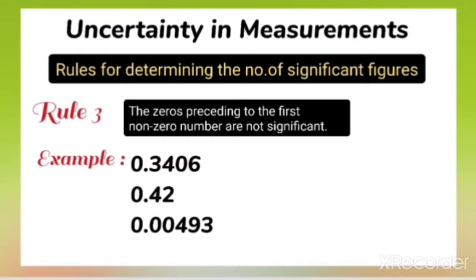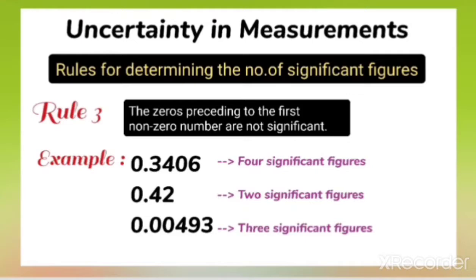So tell me, what about the case of the third example? Yes, this is significant, this one is significant, this one is significant. And all the other zeros are preceding zeros, so these are not significant. So here there will be only 3 significant figures. Now let us check the answer for this. Here there is 4, here 1, 2, and here 1, 2, 3. So 3 is the number of significant figures here. That is what the third rule says.